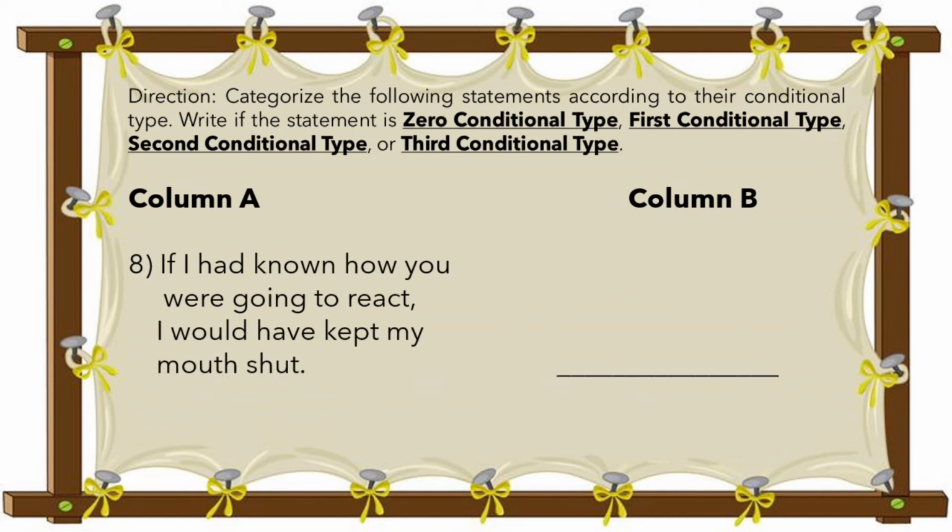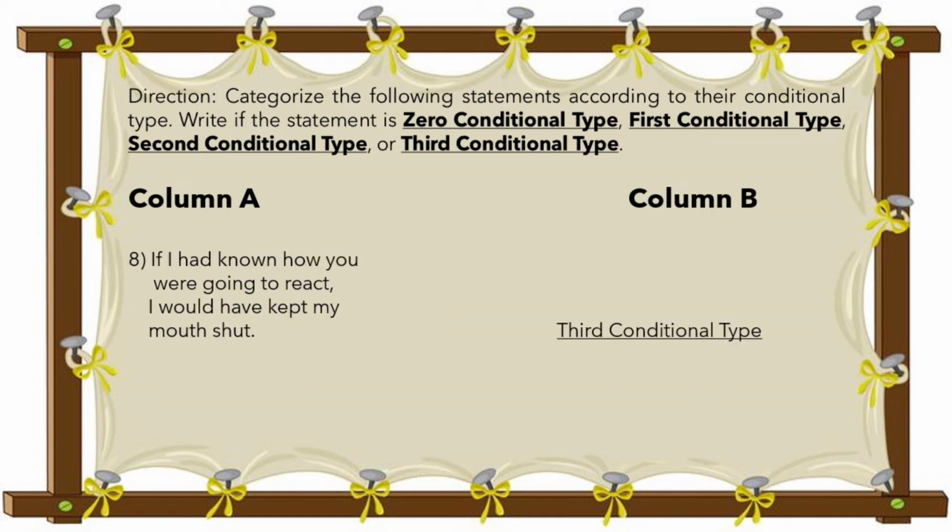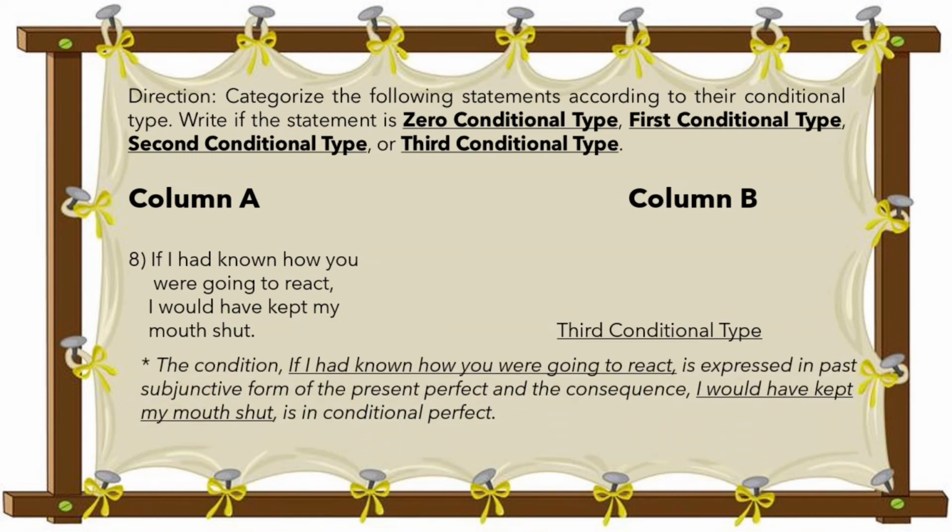Number 8. If I had known how you were going to react, I would have kept my mouth shut. What is your answer? Very good. It's third conditional type because the condition, if I had known how you were going to react, is expressed in past subjunctive form of the present perfect or past perfect tense, and the consequence, I would have kept my mouth shut, is in conditional perfect.